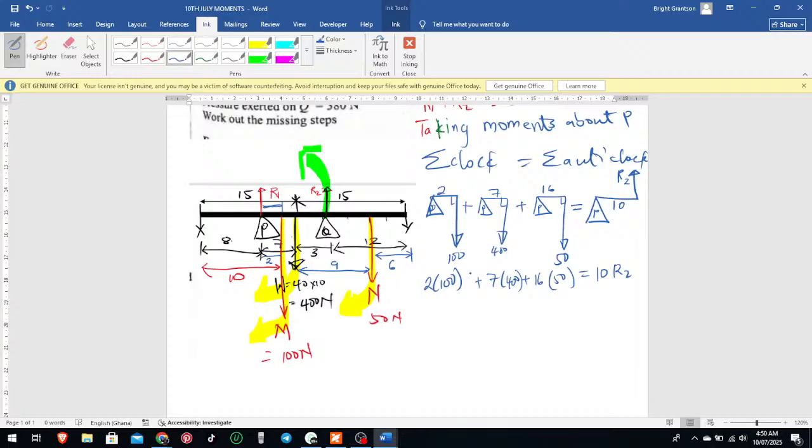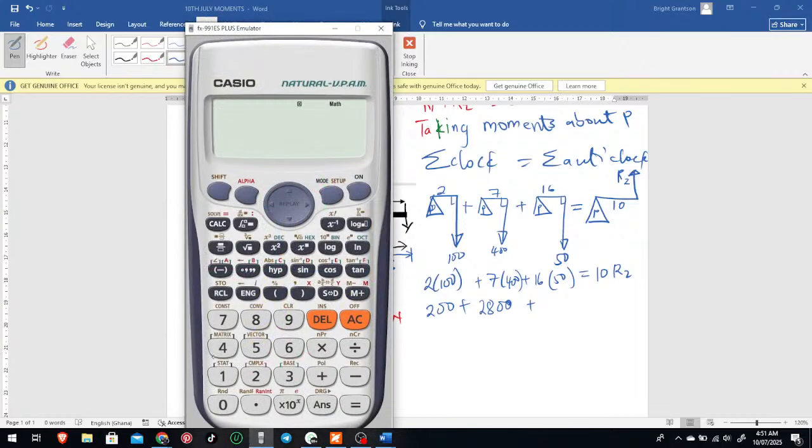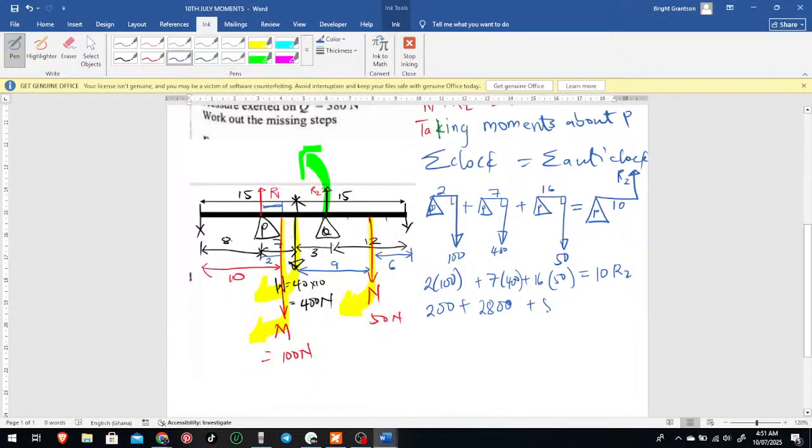Let's check the P and the 400. The distance is 7, okay. So this becomes 200 plus 4 times 7, 28, plus 16 by 5, 800 equals 10R.